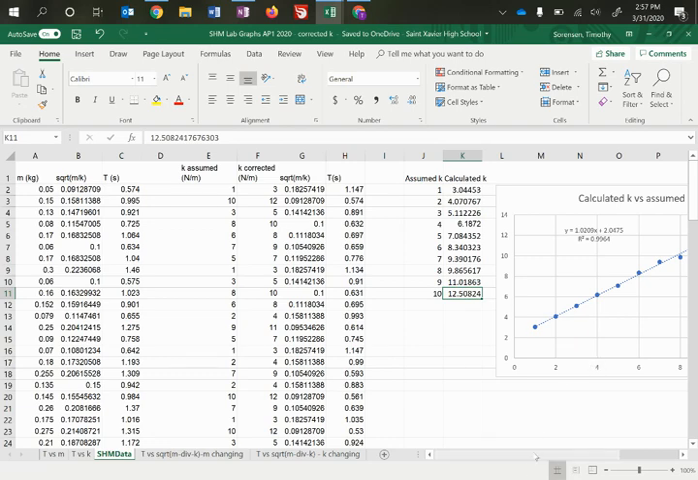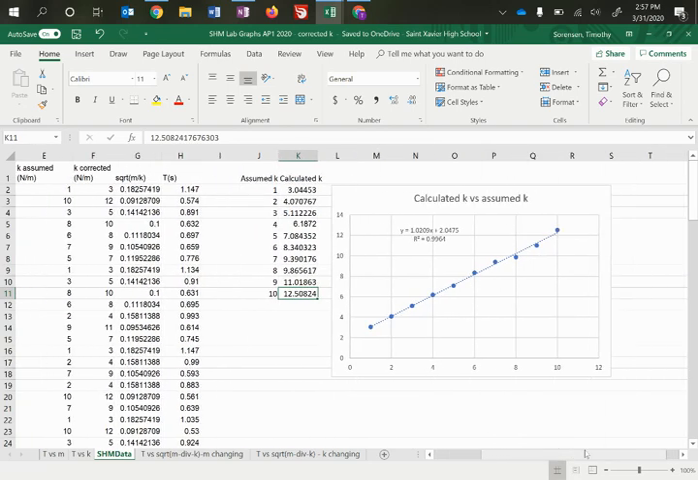And you can see in this graph over here, it's a nice linear relationship between the new calculated K and the assumed K, nice linear relationship. So in other words, when the slider is on 1, K is actually 3. When the slider is on 2, K is actually 4. When the slider is on 8, K is actually 10. When the slider is on 10, K is actually 12.